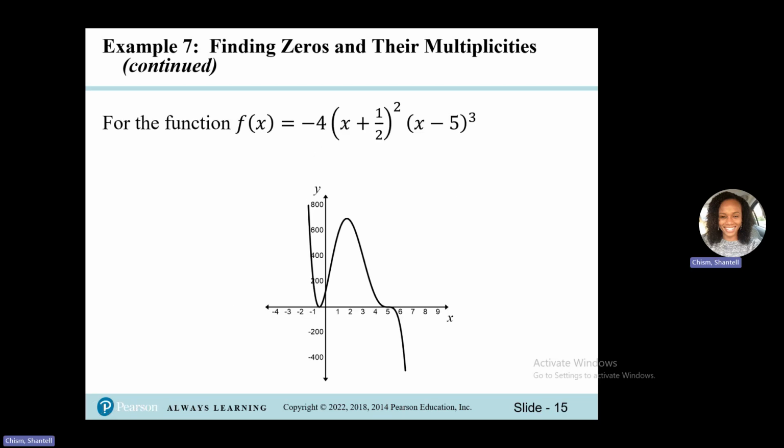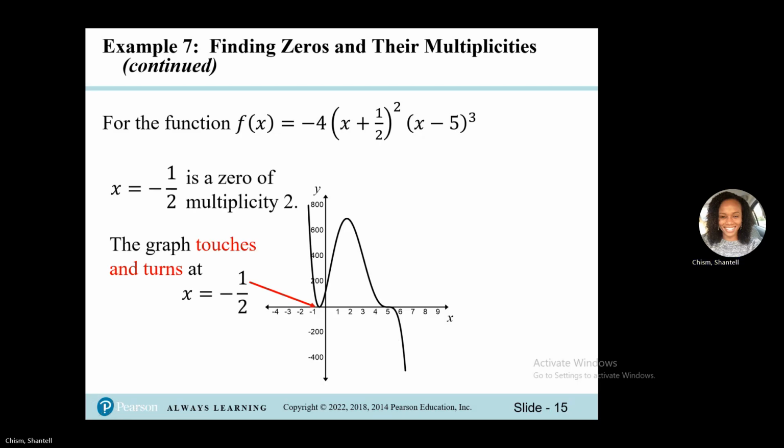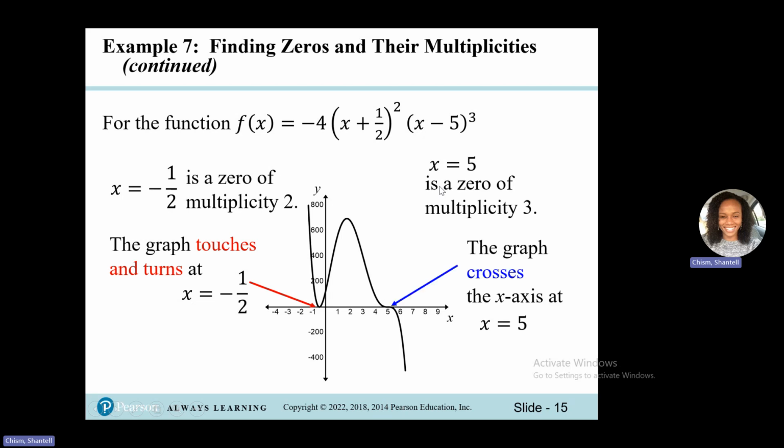So for this particular function, if we were to look at the graph of it, you would notice that it touches and turns at the -1/2 because it has an even multiplicity, whereas it crosses at 5. It does flatten out a bit because it has a higher multiplicity than 1, it's greater than 1, but it still crosses through. Okay? So at -1/2, it touches and turns, even multiplicity. And at 5, it crosses. Flattens out a bit, but it does cross.